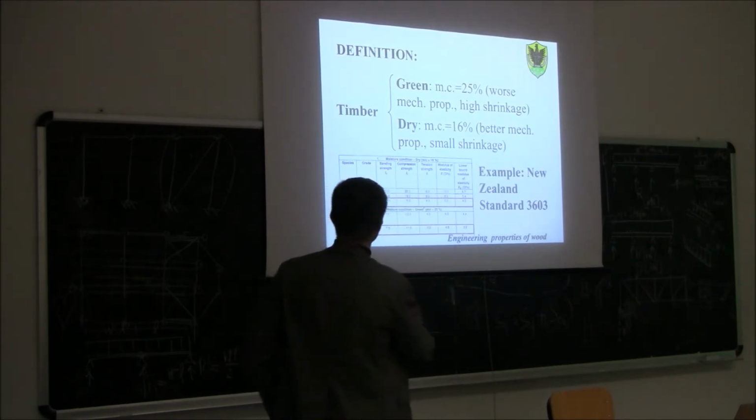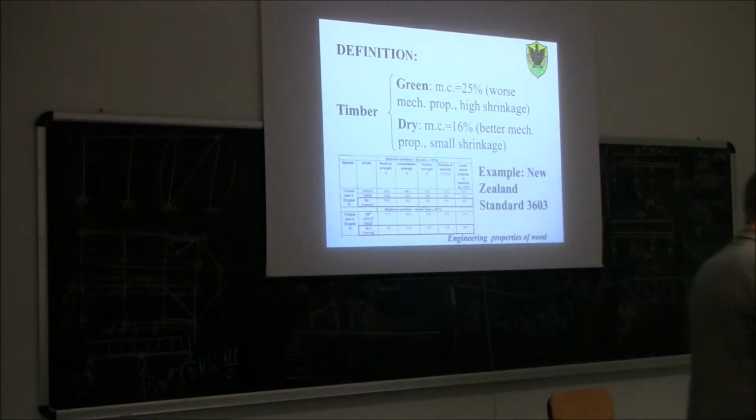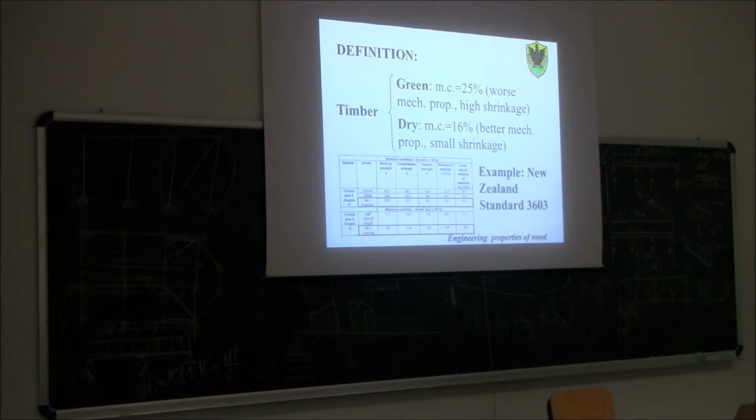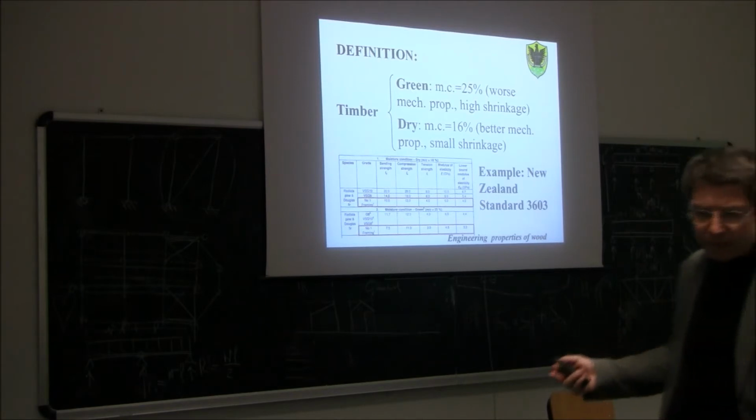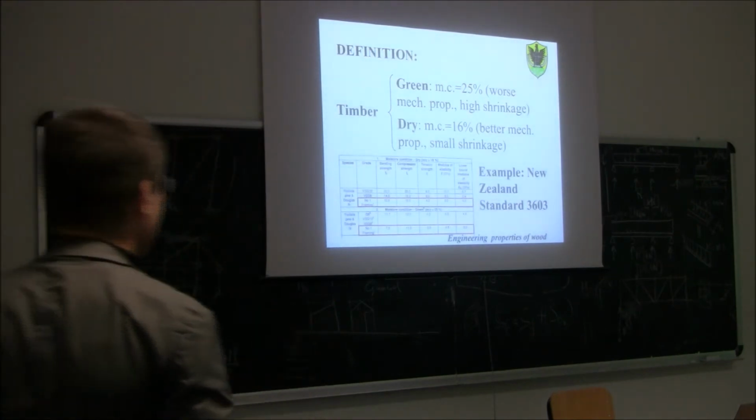So the mechanical properties, we said before, are worse for wet wood compared to dry wood. Sometimes wet wood, so wood with a high value of moisture content, is defined as green. Green wood means wood that was not dried, basically. So moisture content 25%, dry wood 16%. It's not very dry. This is taken from the New Zealand standard. For us in Europe, dry wood would be at a moisture content of 12%. But the environmental conditions in New Zealand are slightly different compared to Europe.